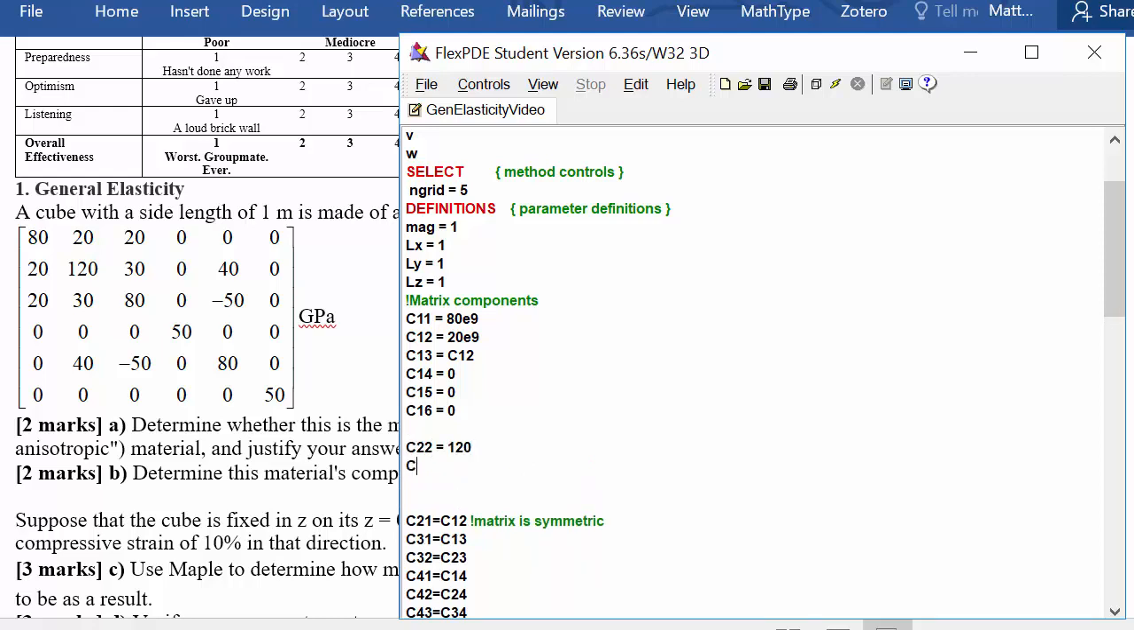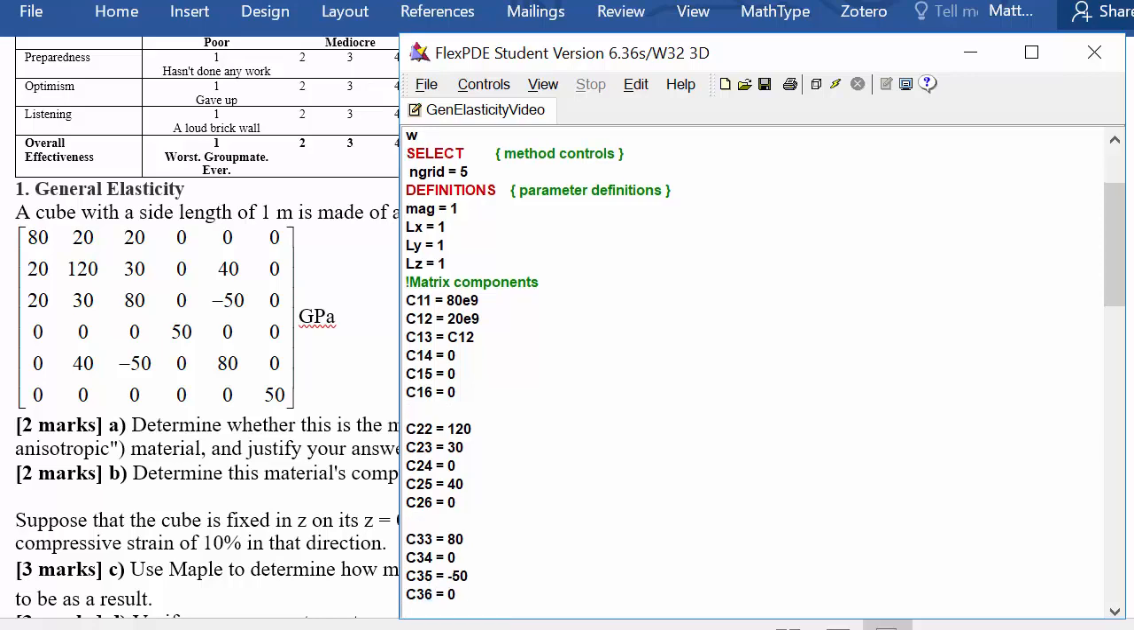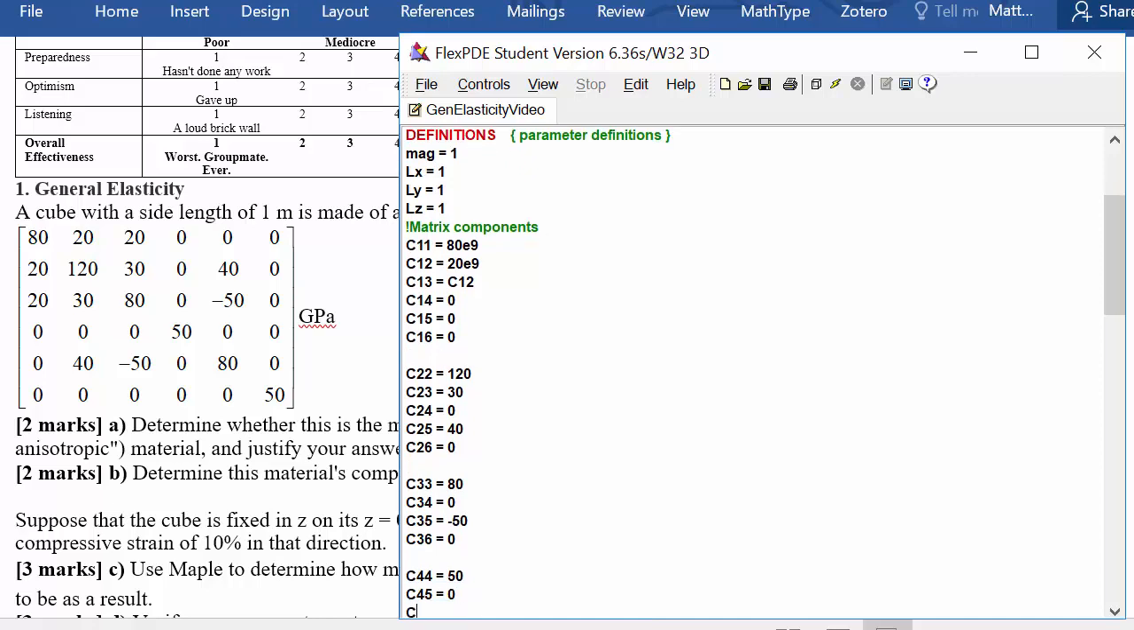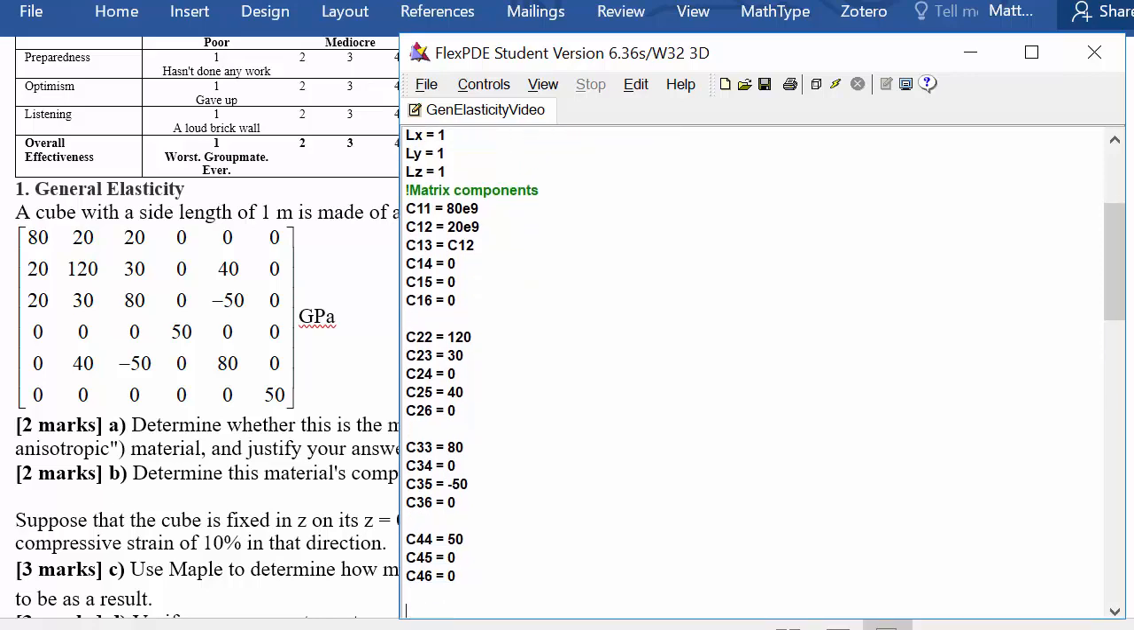C22 is 120. C23 is 30. C24 is 0. C25 is 40. C26 is 0. Next row. C33 is 80. C34 is 0. C35 is negative 50. C36 is 0. Next row. C44 is 50. C45 is 0. And C46 is 0. Next row. C55 is 80. C56 is 0. And final row, C66 is 50.